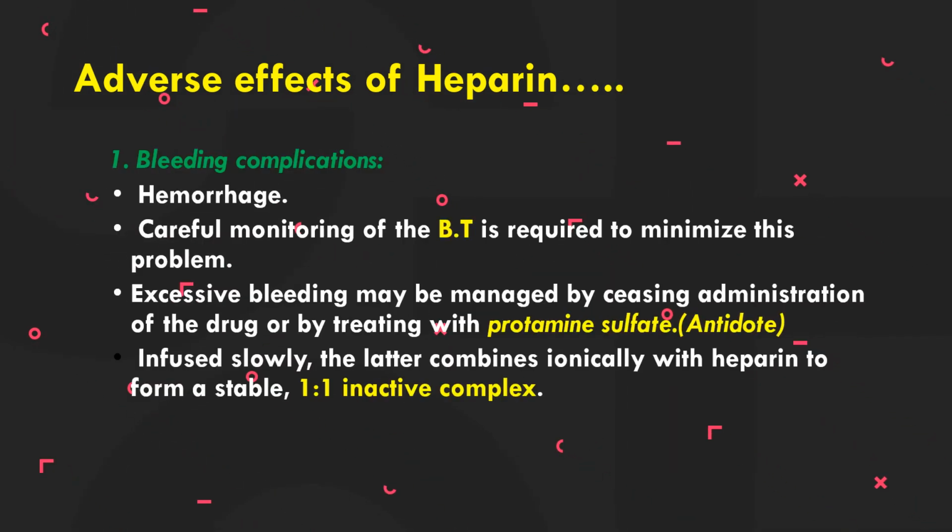Number one, bleeding complications. Of course, its high dose or continuous dose, chronic use can lead to hemorrhage. And for the monitoring, we need to see the bleeding time of the patients. If there is toxicity of heparin or excessive bleeding, then we can antagonize its effect by protamine sulfate. As I told you earlier, it's a type of chemical antagonism and forms a one-to-one inactive complex by ionic bonding. So this is important. This is asked in your journal pharma as well, and it can often be asked from blood pharmacology. So what is the antidote of heparin? Protamine. When you discuss warfarin, then its antidote is vitamin K.